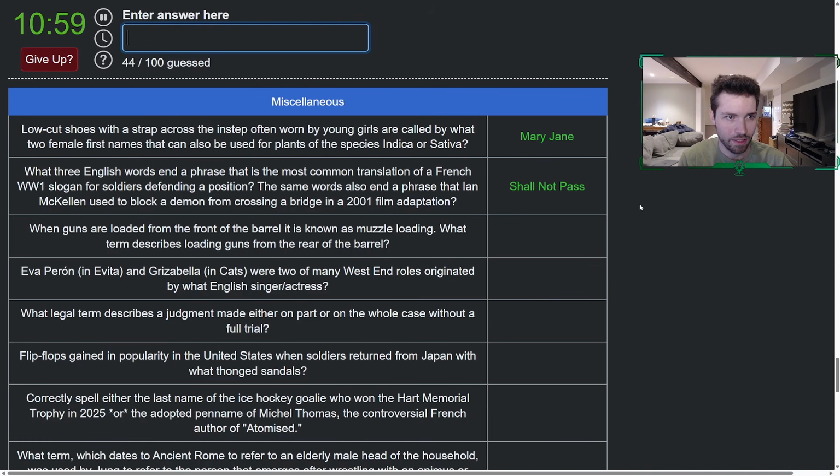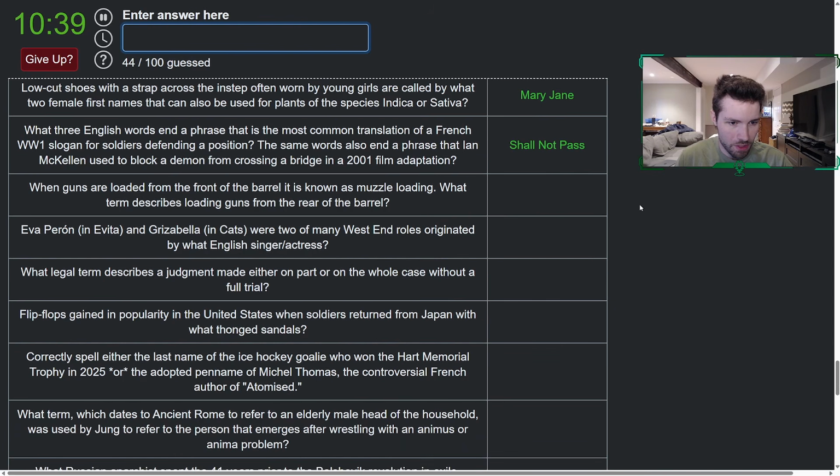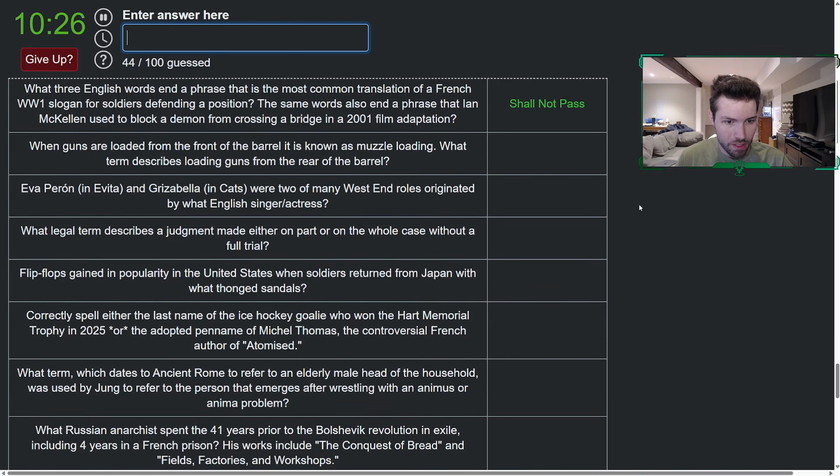Back. Forget it. Eva Perón in Evita and Grisabella in Cats were 2 of many West End roles originated by what English singer actress? Oh, man. No, I don't think this is happening either, realistically. Julie Andrews. No. What legal term describes a judgment made either on part or on the whole case without a full trial? Pro tempore. I have no idea. Flip-flops gained in popularity in the United States when soldiers returned from Japan with what thonged sandals?